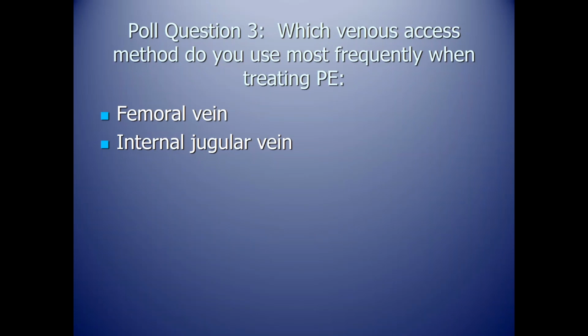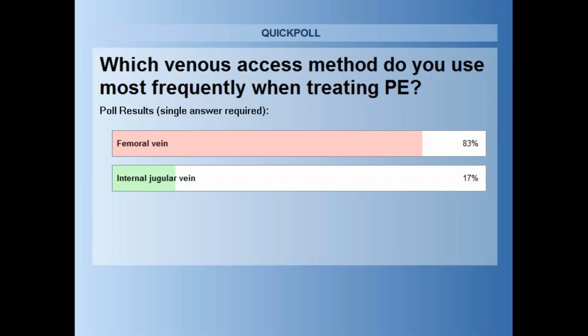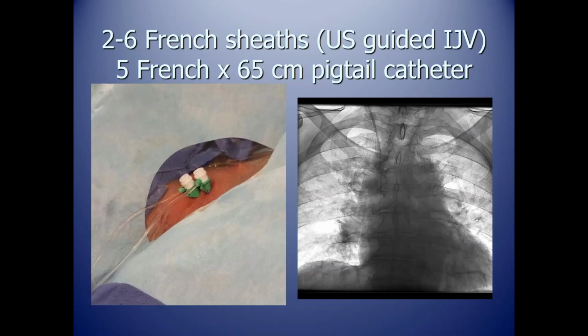Okay. And here are the results. So again, we had 95% femoral in our earlier webinar. So obviously the trend here, at least in the group on the webinar, is that femoral is definitely the preferred access, which I'll talk about. And this picture sort of gives it away. Our preferred access, and it's been this way for many years now, for PE is jugular venous access.